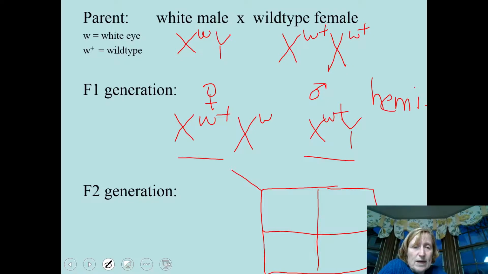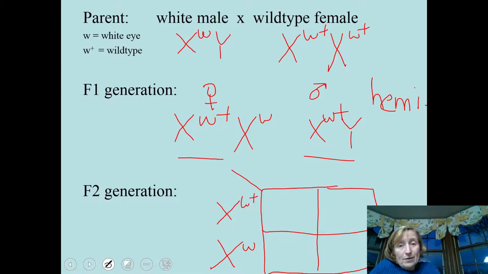Now, when this female, who's heterozygote, makes an egg, her egg is either going to have the X with the wild type allele, or it's going to have the X with the white eye allele. The male is going to donate either the X with the wild type allele or the Y, right? So the two boxes on the right in my Punnett square are going to be males. The two boxes on the left are going to be females. And I just need to fill these in.